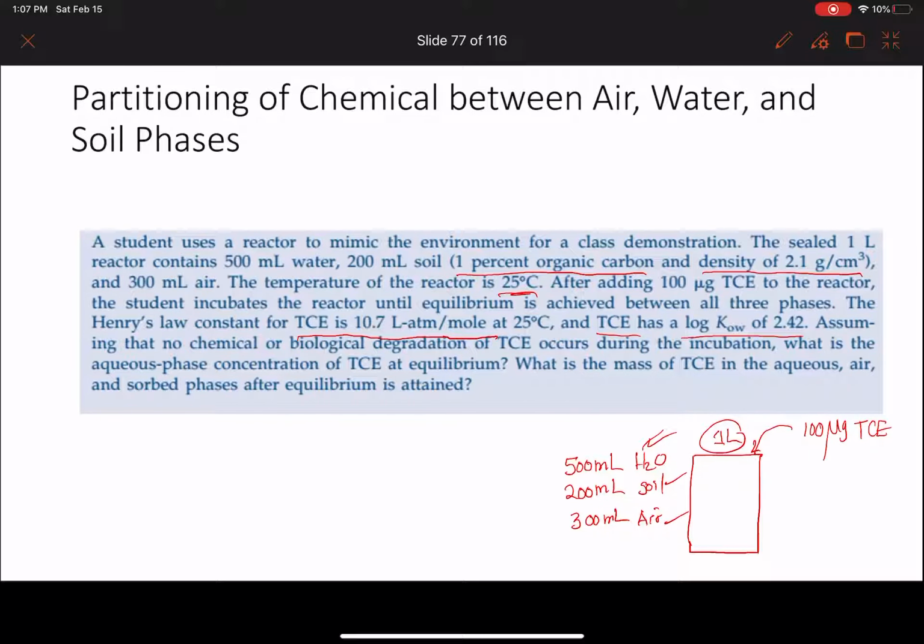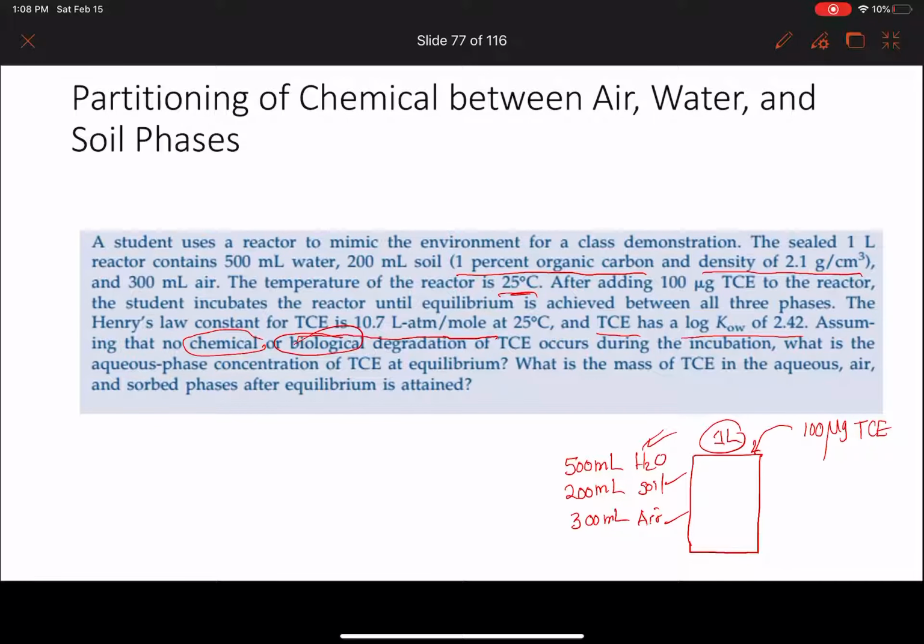Now we want to check the partition coefficient, the physical partition coefficient. We don't need any bacteria that will eat the TCE, and also we don't need any chemical reaction that will remove TCE. We need to check the partitions between soil to water to air, and air back to water, water to soil, like this.